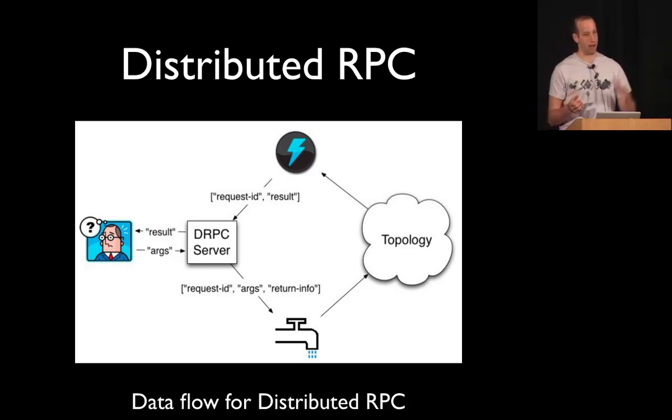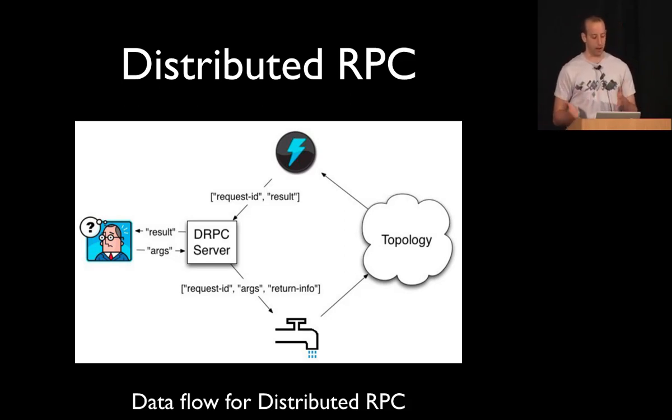Now, the stream that spout emits is a stream of function invocations. And each tuple in that stream contains a request ID for the function, the arguments for that request, which is what was provided by the user, and then the return info for this function invocation. So the return info is just the host and port of the DRPC server. So your spout picks up that function invocation, and then it can go and take that tuple and do its thing and compute the function.